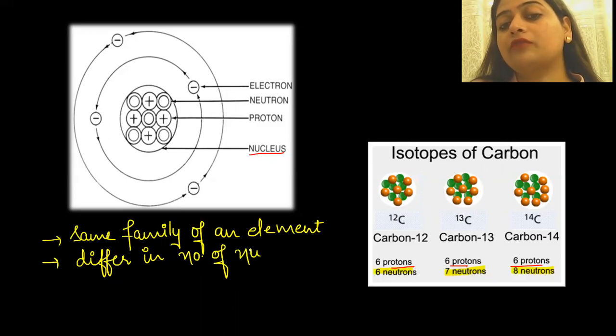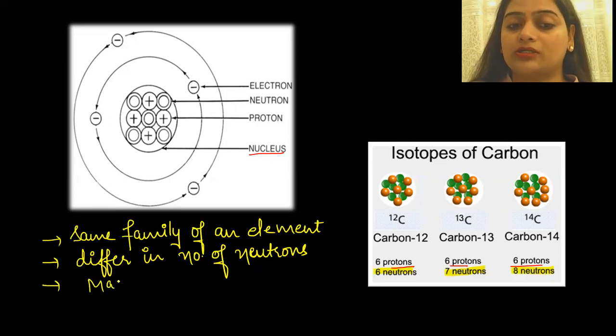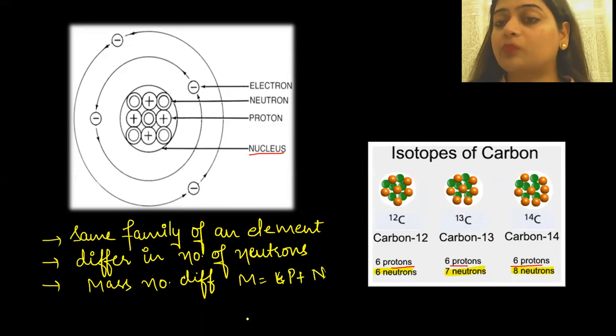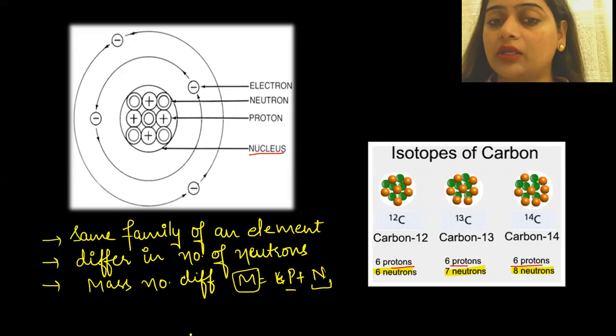Now you all know that if the number of neutrons is different, then what is different, children? Then the mass number is different. You all know that mass number is basically the sum of protons plus neutrons. Now protons are the same in all the three cases, but what is different? This factor is different. So if neutrons are different, then this entire sum will become different. That means mass number will vary.